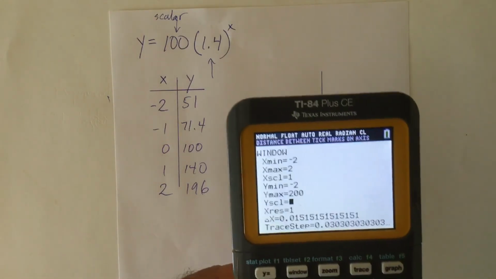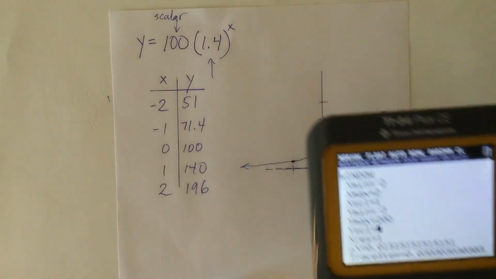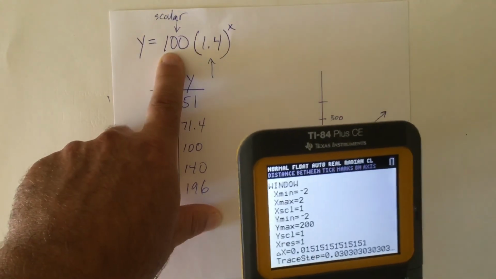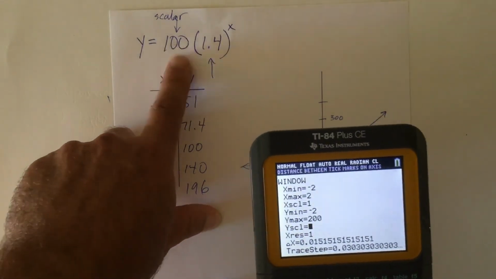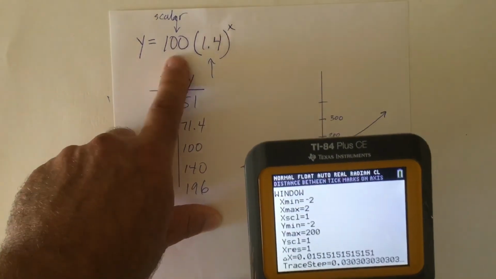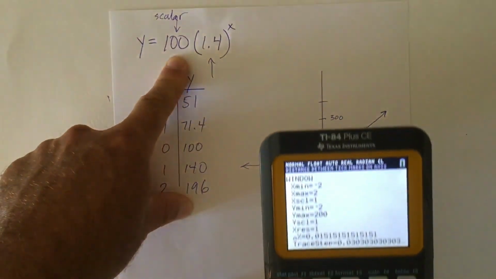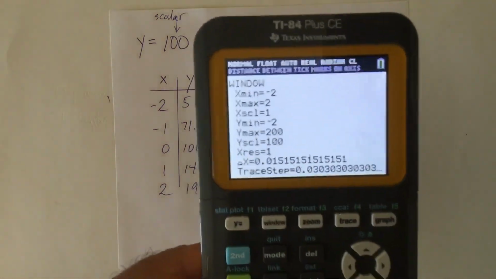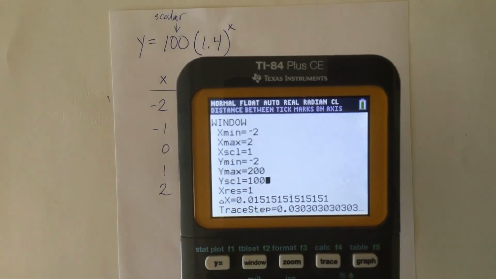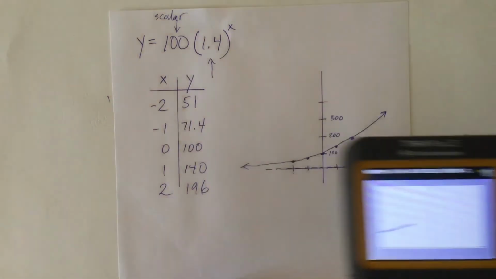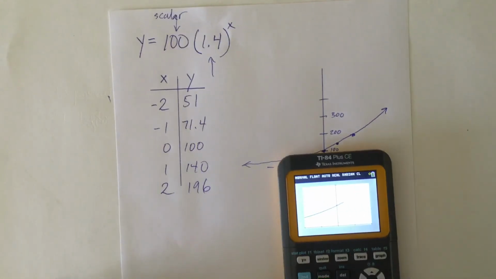But what's the scale I want to use? Whatever the scalar is. So if this was 10, I'd make the scale 10. If this was 15, I make the scale 15. If this is 25, I make the scale 25. So I'm going to make my scale 100. Every dash on the y is worth 100. And then if I hit graph, you're going to see my laid back graph, just like I have it here, coming into view. Look at how pretty that is.